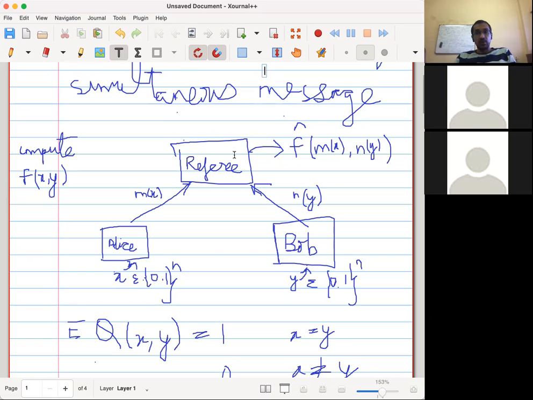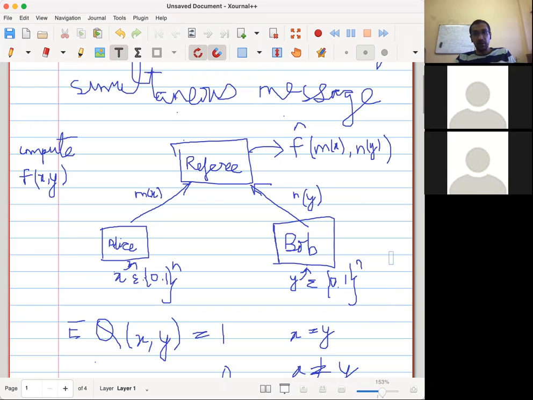The referee outputs something, and what we want is for every x comma y, the probability that the output f hat is equal to the true output f should be greater than 1 minus epsilon. Here the probability is coming from the private coins of Alice, Bob, and the referee. This should hold for every input pair x comma y. There is no probability distribution that we are considering over the inputs for this correctness definition. We may consider a probability distribution over the inputs in our lower bound analysis, but for the definition of correctness probability, it is worst case over inputs and averaged over private coins.